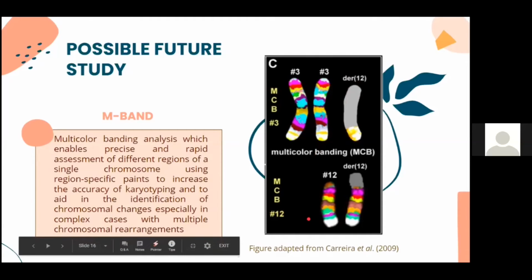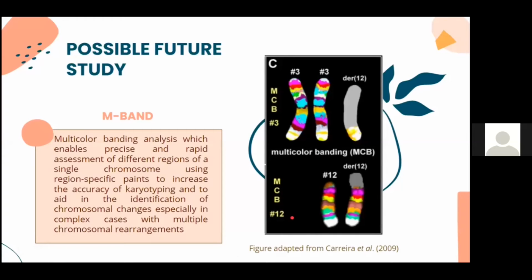Okay. Therefore, the researchers could use M-band using a region-specific probe for the short arm of chromosome 8 to further validate those rearrangements involving inversion, duplication, and deletion observed in the conventional karyotyping analysis. Okay, next.